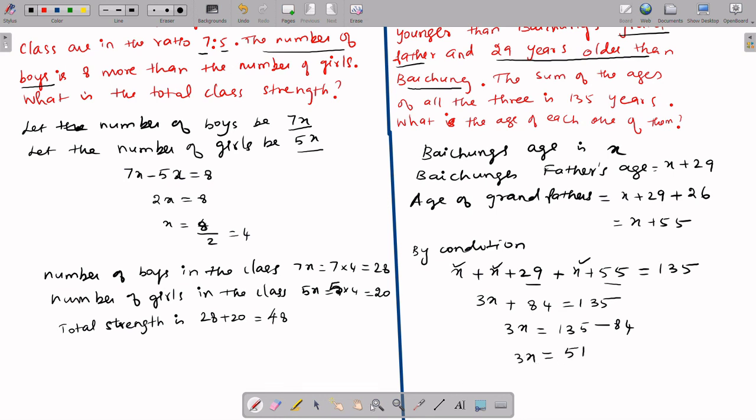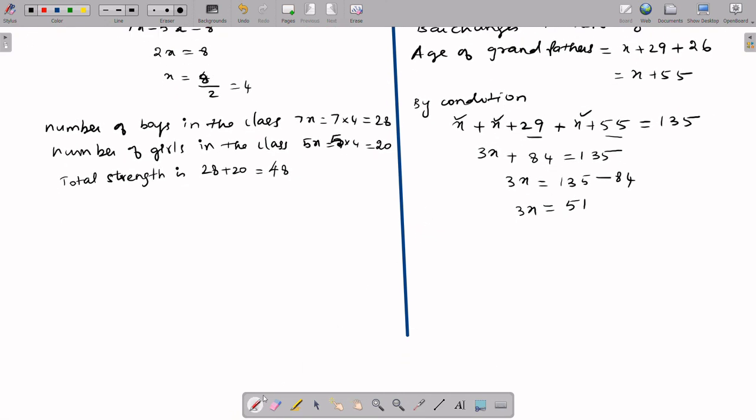What about x? x will be equal to 51 divided by 3. 3 goes into 5 one time, and the remainder is 2. Then 2 and 1 make 21, and 7 times 3 is 21. So x is equal to 17. x is Baicheng's age, so Baicheng's age is equal to 17.